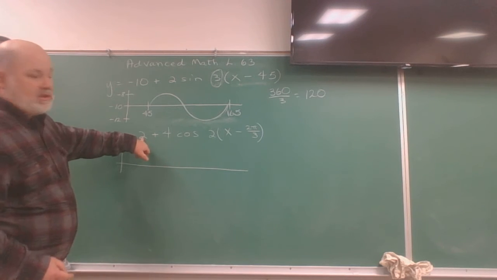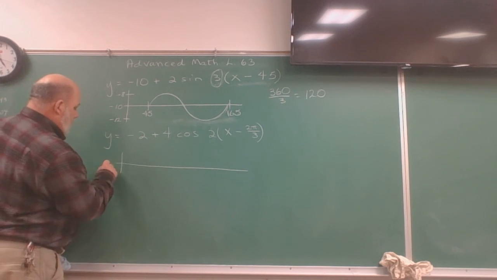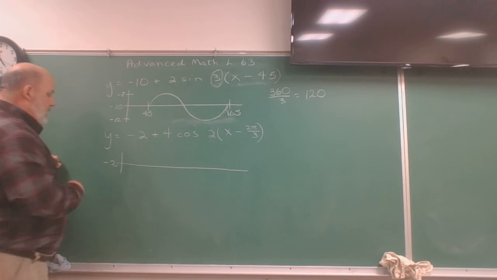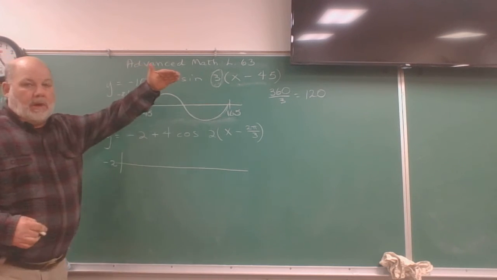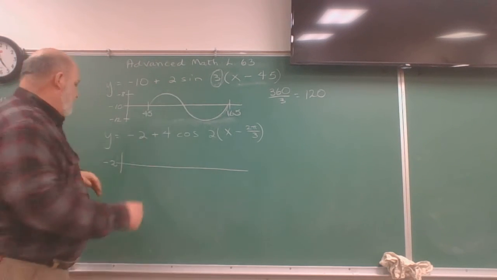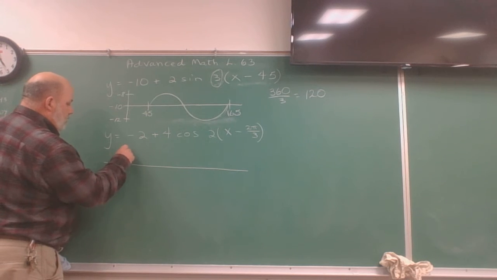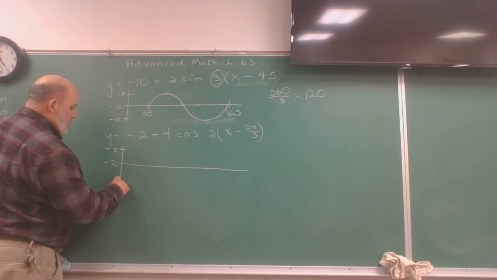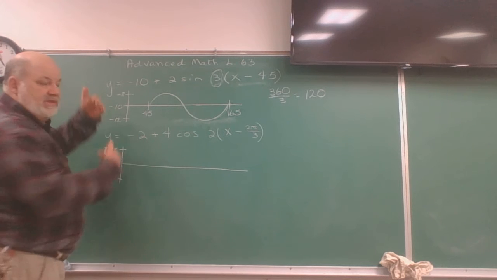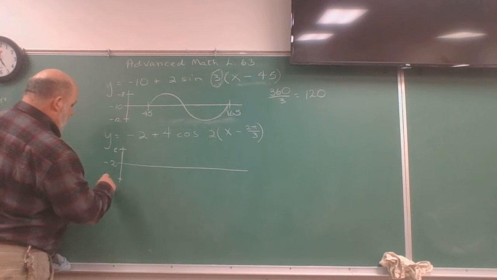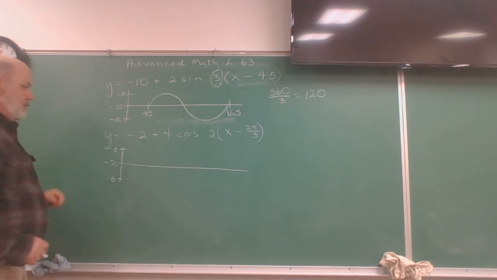Let's deal with this. The center line is -2. That goes right here, -2. And it says I'm going up 4. -2 plus 4, I'm going to go all the way up here to +2. -2, go down 4. I'm going to be down here at -6.